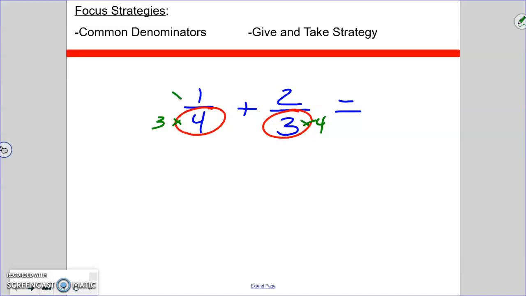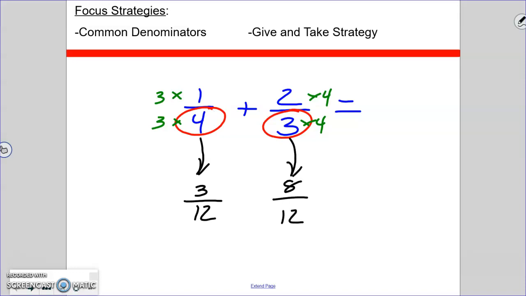So I'm going to take this 1 and multiply it by 3. And then I'm going to take this 2 and multiply it by 4. So what we are now doing is we are renaming these fractions as equivalent fractions. So 1/4 has been renamed as 3/12, and 2/3 has been renamed as 8/12.